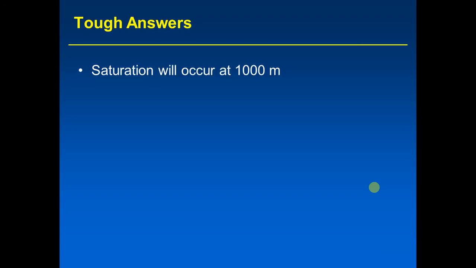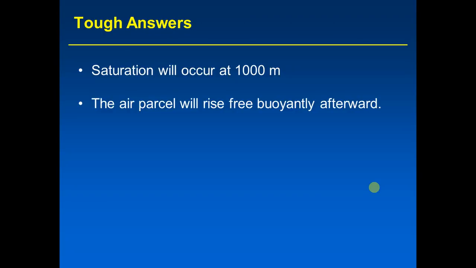So now it's saturated. Will the parcel rise at this level? Yes, because the environment is cooling at 12 degrees Celsius per 1,000 meters. If the environment temperature is the same as the air parcel temperature at the ground, 20 degrees Celsius, it's 8 degrees Celsius at 1,000 meters. So the air parcel is now 10 degrees Celsius at 1,000 meters, the surrounding environment is 8 degrees Celsius, and the air parcel rises freely, buoyantly. Okay?